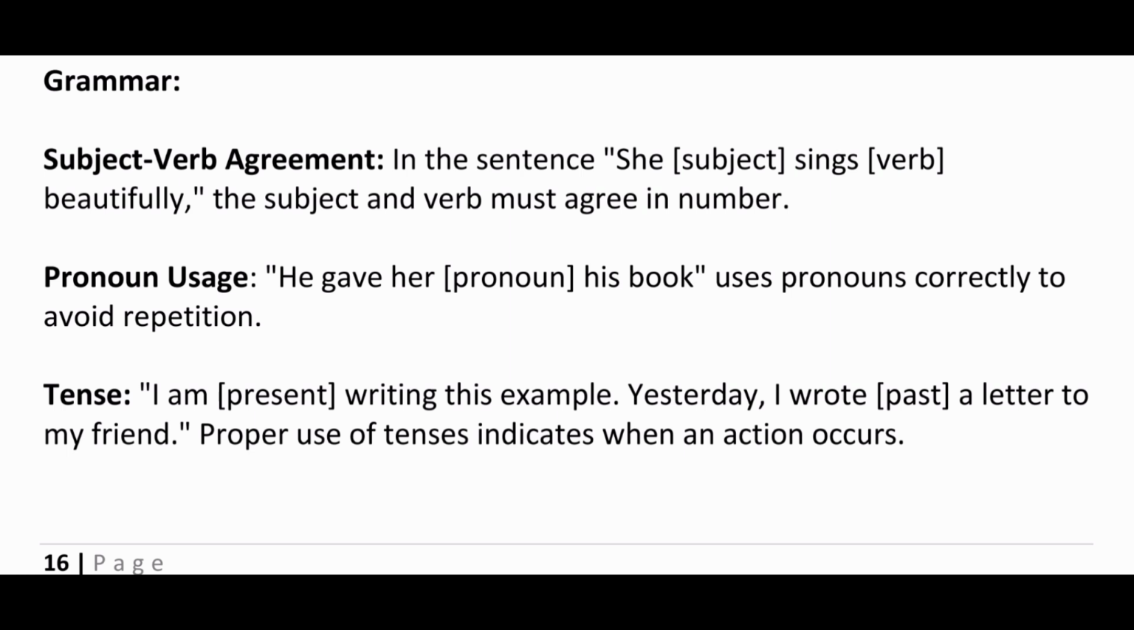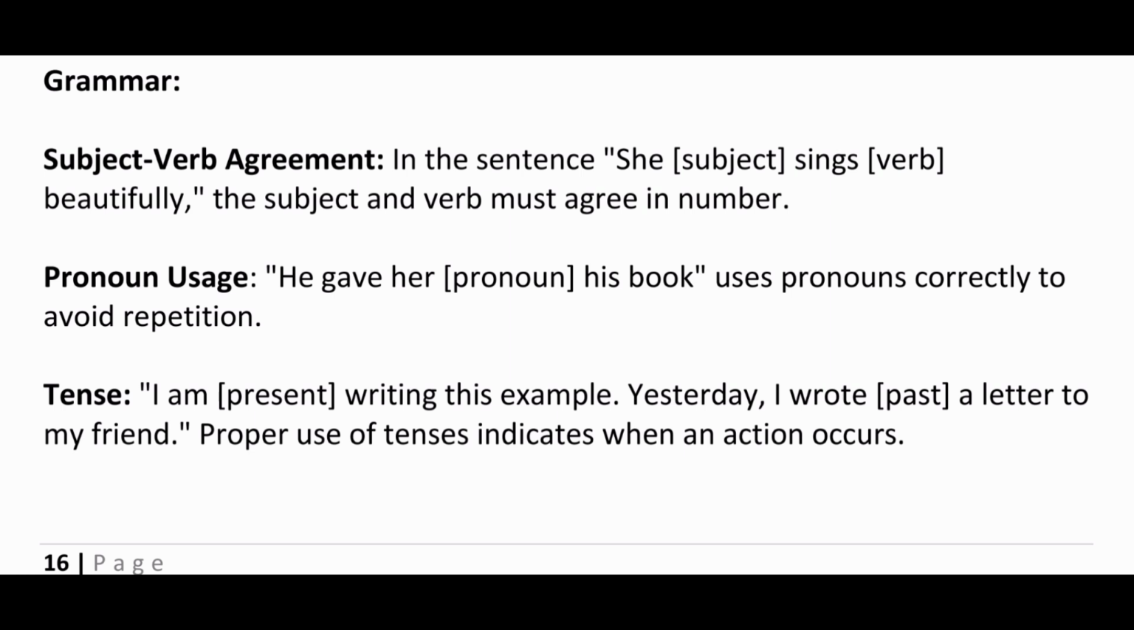Now, when we talk about grammar, we have subject-verb agreement. In the sentence, "she sings," she is the subject, right? Sings is the action; a verb is an action word. So "she sings" means the subject is singing or performing a task beautifully. The subject and verb must agree in number, which means they should be complementary to one another.